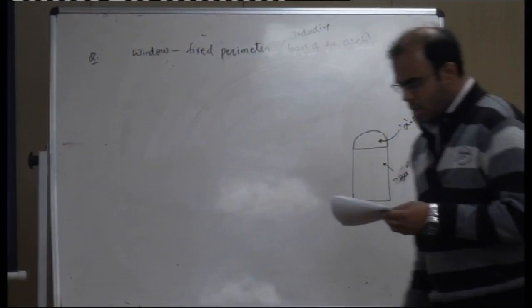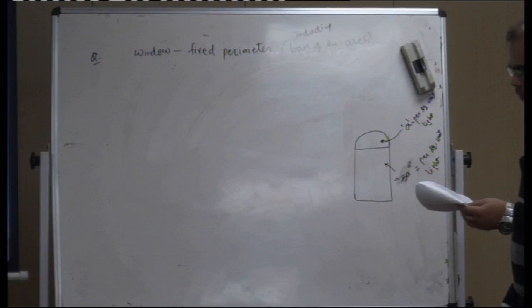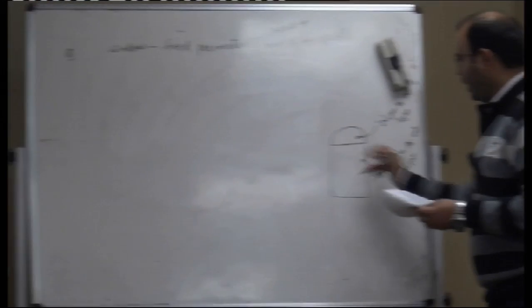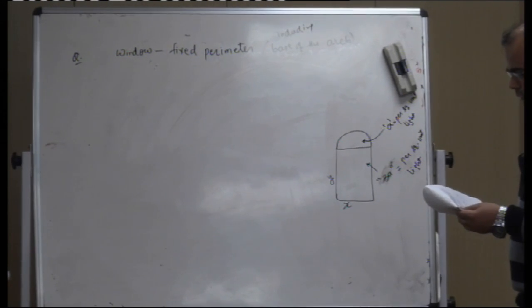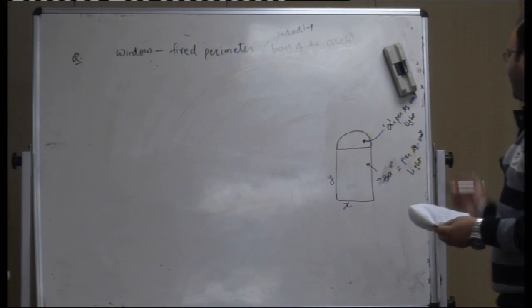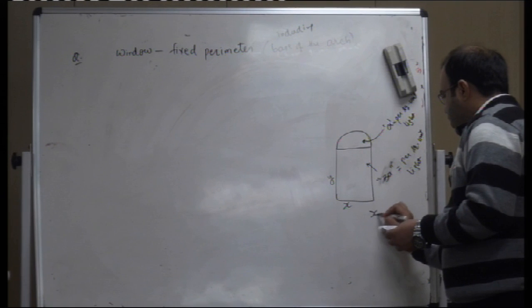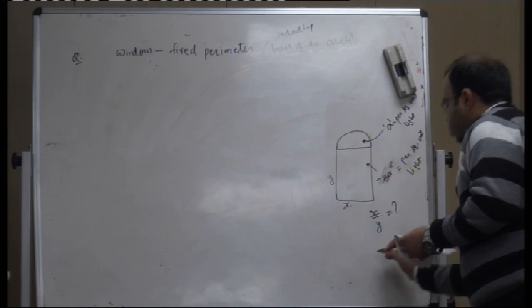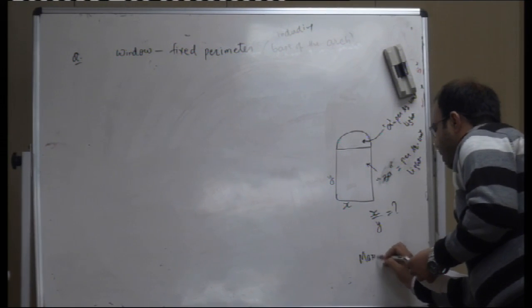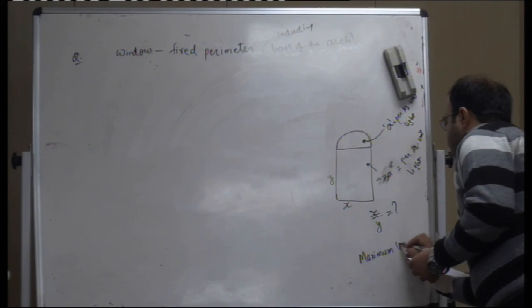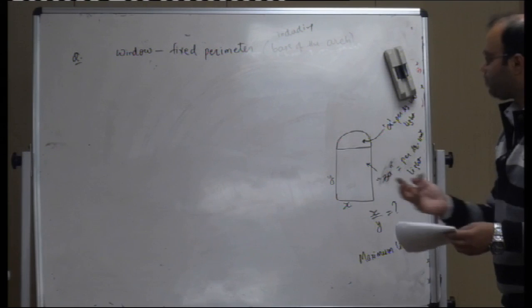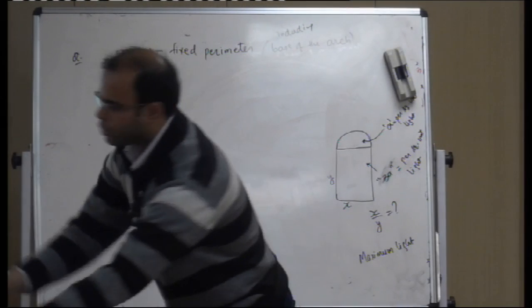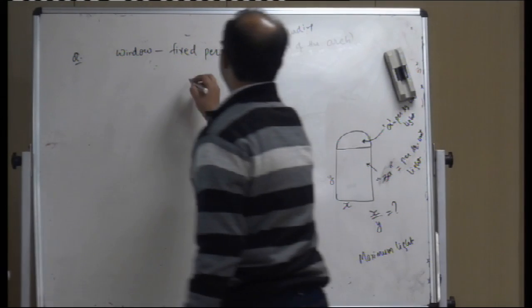Now, what is the ratio of the sides of the rectangle, that is x is to y, so that the window transmits maximum light? We have to find the ratio x is to y so that the window transmits maximum light overall. Now a fixed perimeter is given. The perimeter is fixed. You can assume the perimeter is P.